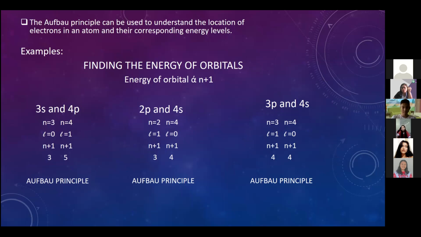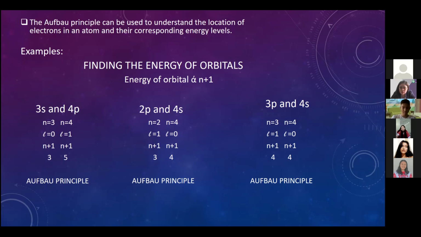The first example is 3s and 4p. In 3s, n is equal to 3, l is equal to 0, n plus l, or 3 plus 0, is equal to 3. And in 4p, n is equal to 4, l is equal to 1, n plus l, or 4 plus 1, is equal to 5. Therefore, 4p has more energy than 3s because the n plus l of 4p is greater than 3s. So, according to the Aufbau principle, electrons fill the 3s orbital due to lower energy.